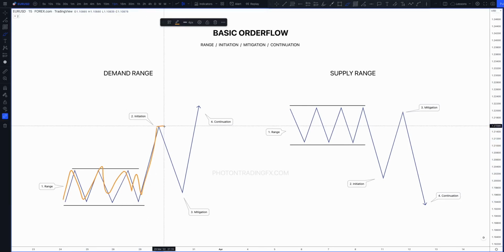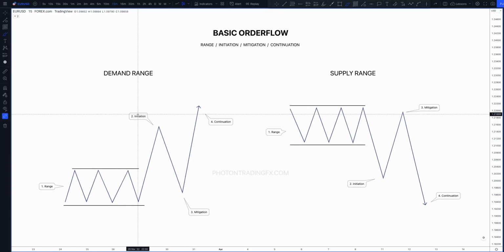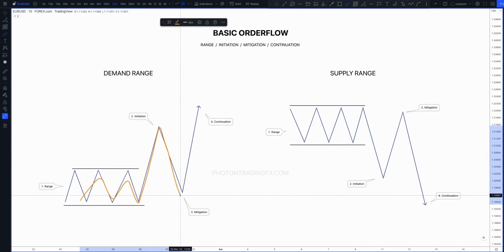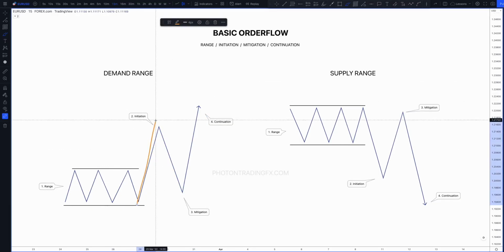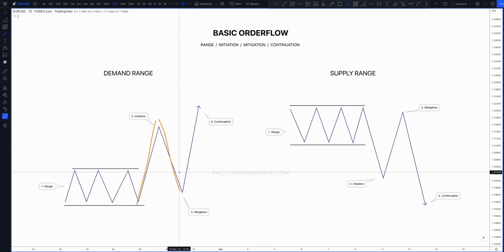And then typically we'll see price pull back. It will then fill up more of those orders, typically known as a mitigation, right? Traders mitigate those orders, and then we continue to the upside, right? So the very basic premise, you may have heard this phrase before: you have a range, it initiates out of that range, then you have a mitigation, continuation. Range, initiation, mitigation, continuation. It's just a way of saying price initiates out, demand steps into the market, price comes back to fill up more orders, and then continues on to the upside, right?